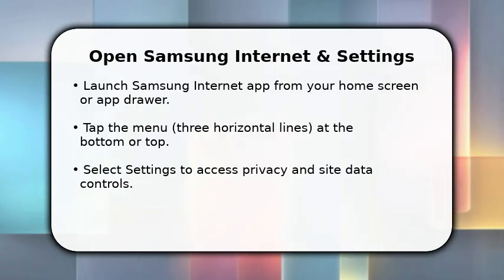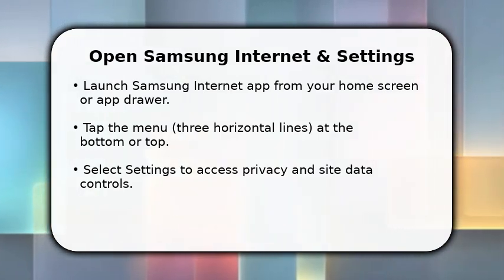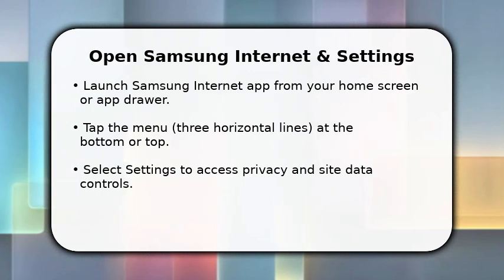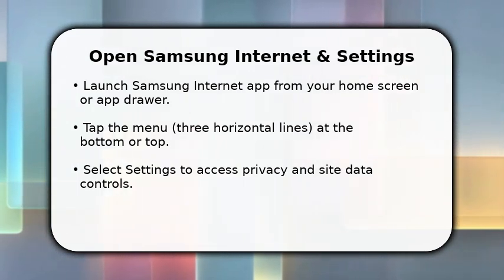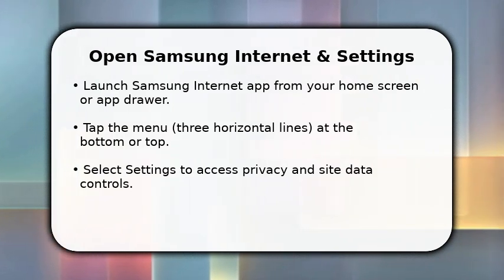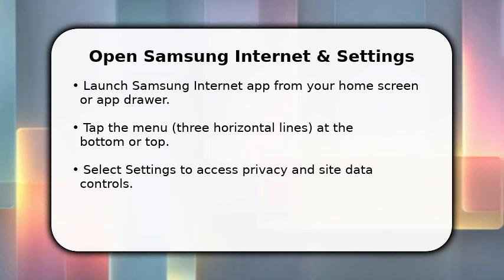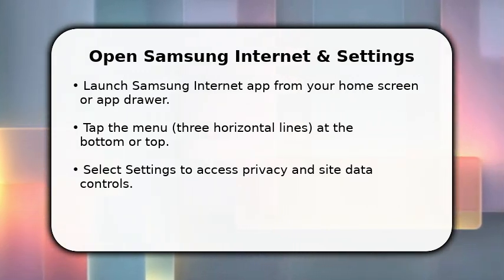You start by opening Samsung Internet and going straight to Settings so you can clear data precisely. Tap the three-line menu icon, then choose Settings. This gets you to privacy controls where history and site data live. Make sure you're signed into the correct profile or account before continuing, because clearing history affects the current user.